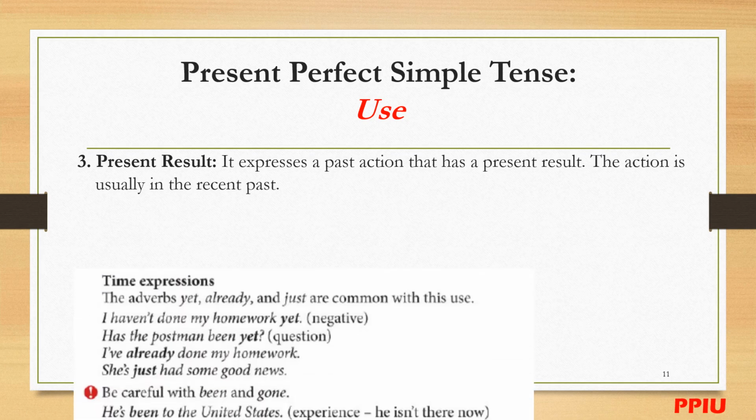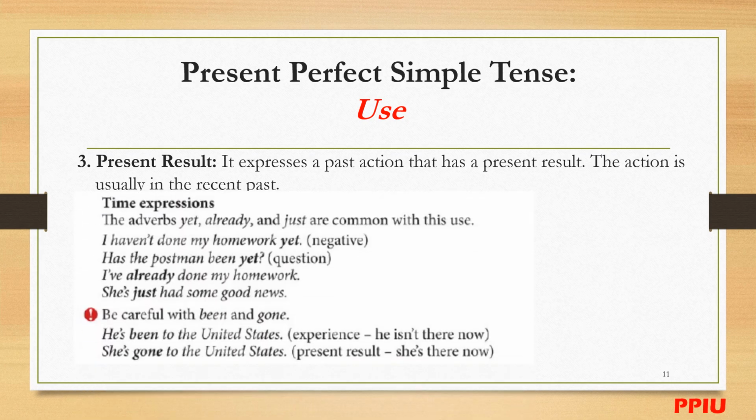So this one is just about time expressions. It's just some part that you need to remember as well. The adverbs yet, already, and just are common with this use. So with the present result, yet, already, and just are commonly used. I haven't done my homework yet. You see? I haven't done my homework yet. It means negative.